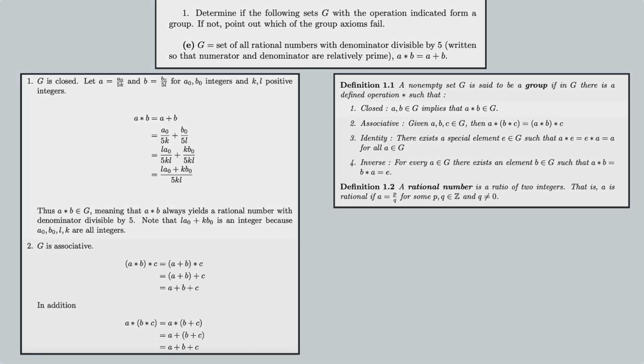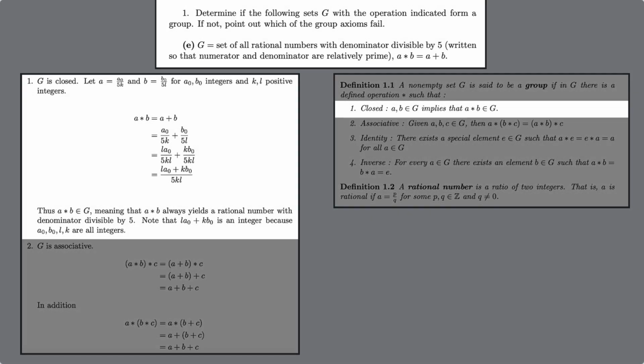Here the question is, if I take any two members of the set and apply star, do I get a member of the set back? So I say that A equals A naught divided by 5k and B equals B naught divided by 5l. So any members of the set can be expressed this way. And here A naught and B naught are integers and k and l are positive integers, right? So these are members of the set, so they're rational numbers with the denominator divisible by 5. That's what allows us to express A and B this way.